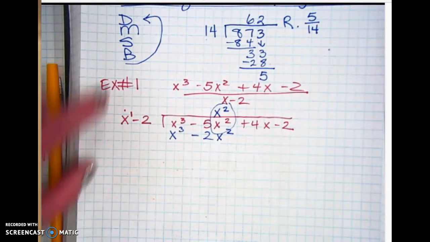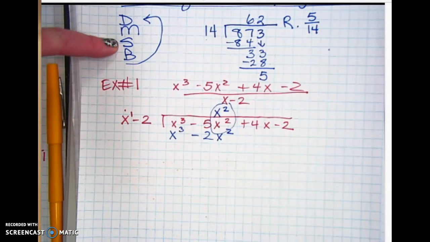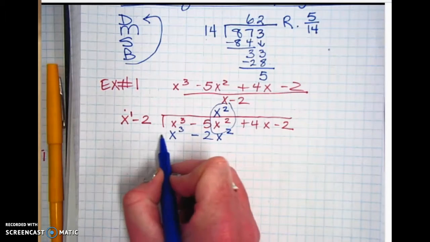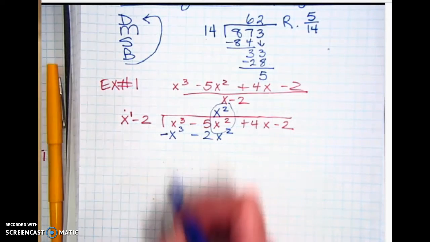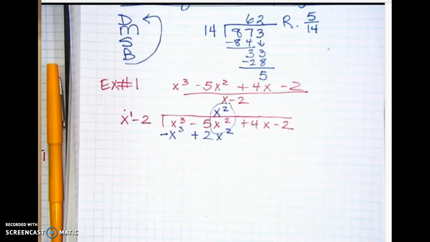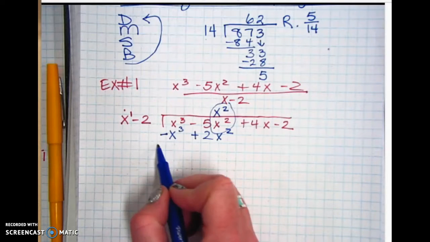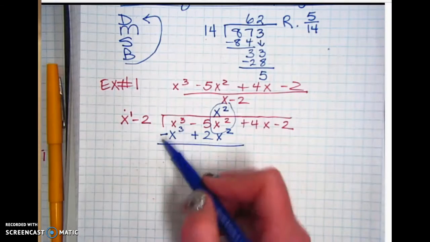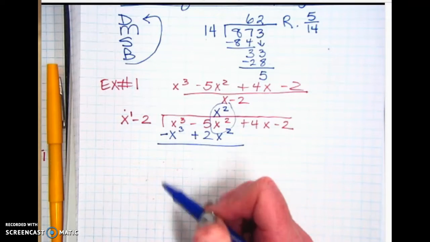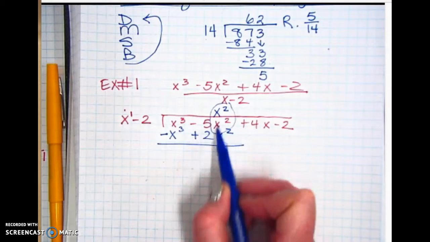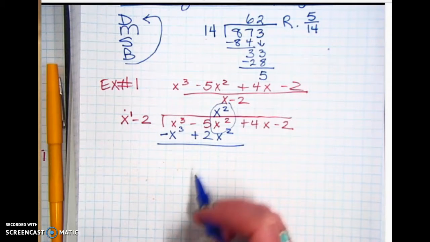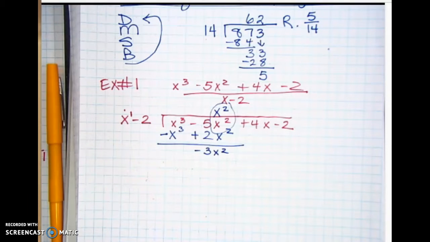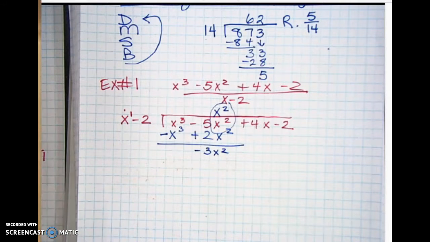Now, step number 3, we're going to subtract, okay? Subtraction is the opposite of addition, right? So I'm going to change this to minus and change this to plus. So I just switched both signs, okay? X to the 3rd minus x to the 3rd is 0. The point is that these should cancel out, right? Okay? Then we're going to combine these two. Negative 5x squared plus 2x squared is negative 3x squared.